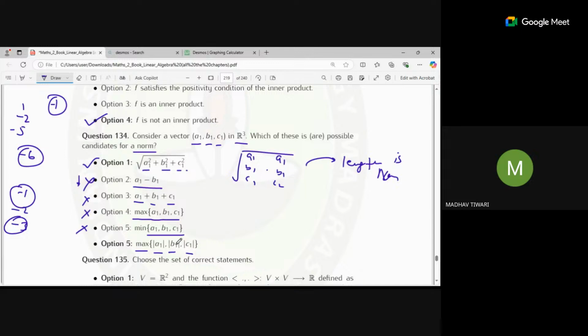Here, maximum of the magnitude, or you can say it is the modulus function. We are applying the mod, meaning taking only the absolute value, the positive part. So yes, this can be a norm. You can verify the other properties for this.